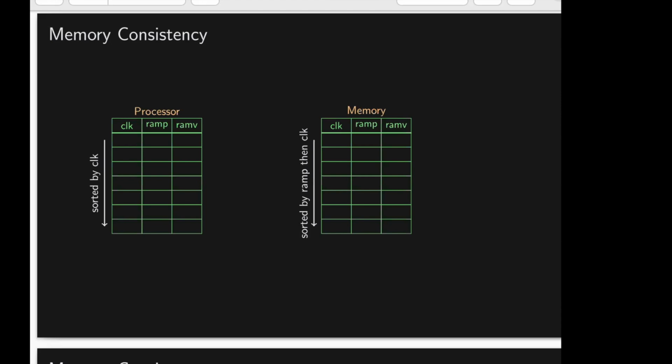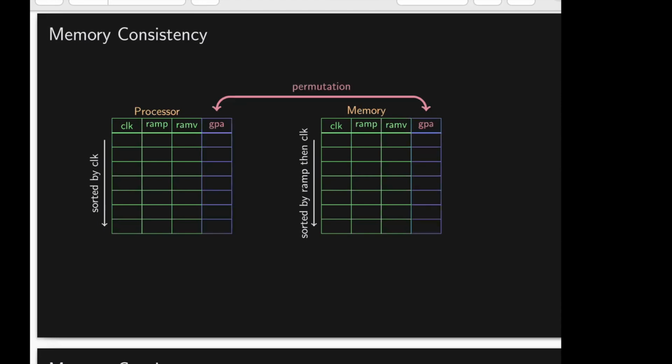And so the strategy that we have is we look at the clock cycle, memory pointer or RAM pointer, and memory value, RAM value in the processor, and we copy them over to the memory table, but there we sort them by address first and clock cycle second, whereas in the processor table, they are sorted by clock cycle only. This guarantees that all the rows with the same address are contiguous. They are not interleaved.